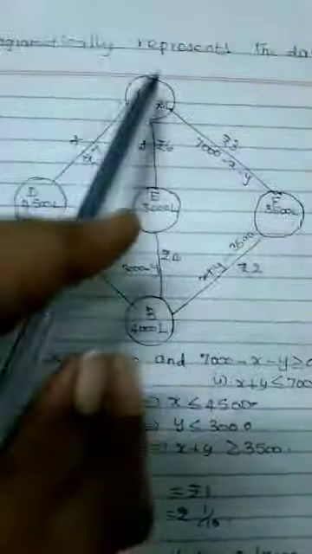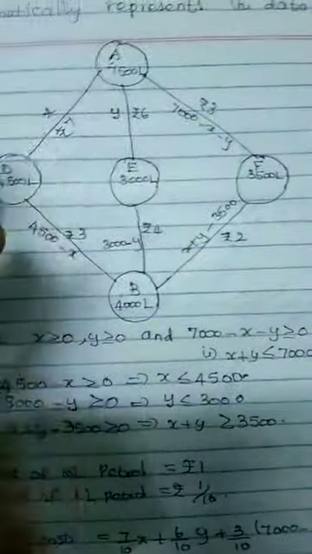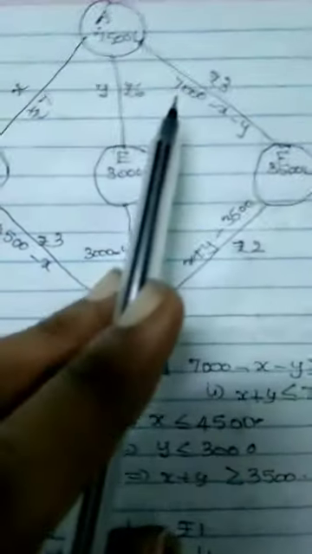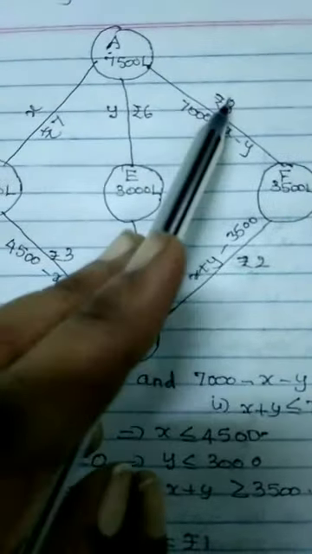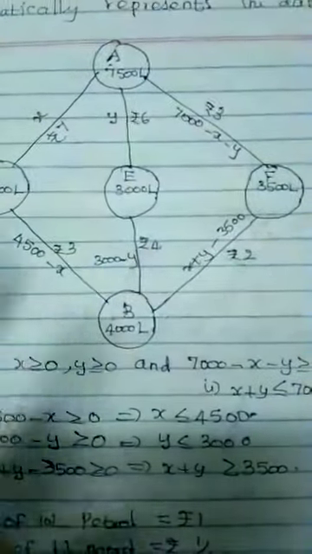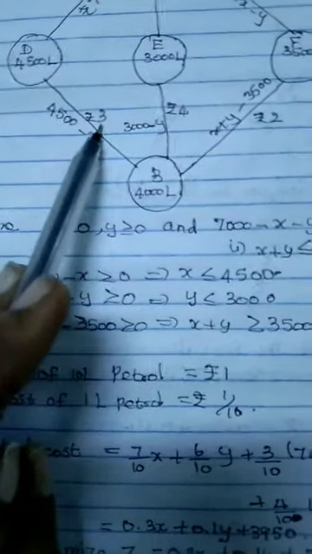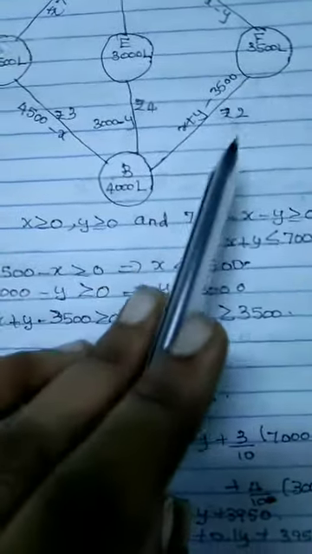Now we represent the given data as a diagram, including the cost amounts. A, D, E, F and their capacities are already written. Transported from A to D is X, A to E is Y, and A to F is 7,000 minus X minus Y. The rupees are given in the sum: 7, 6 and 3. From B, B to D is 4,500 minus X, rupees 3; B to E is 3,000 minus Y, rupees 4; B to F is X plus Y minus 3,500, rupees 2.